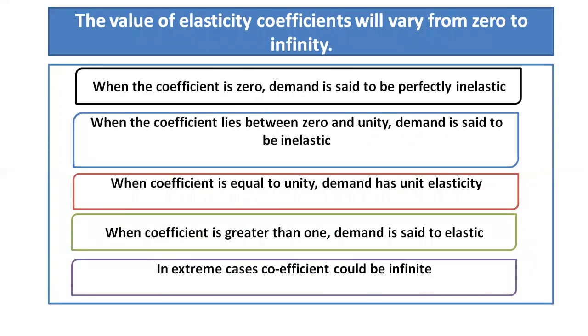So the value of elasticity coefficient may change from 0 to infinity. After solving that equation, if the coefficient value is 0, then the demand is said to be perfectly inelastic. When the coefficient lies between 0 and unity, the demand is said to be inelastic. When the coefficient is equal to unity, demand is known as unitary elasticity demand. When the coefficient is greater than 1, demand is said to be elastic. In extreme cases, the coefficient could be infinite.